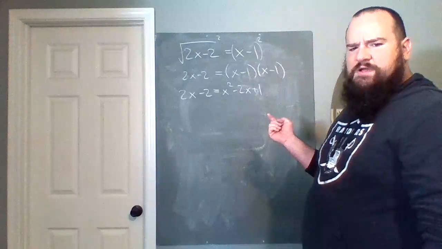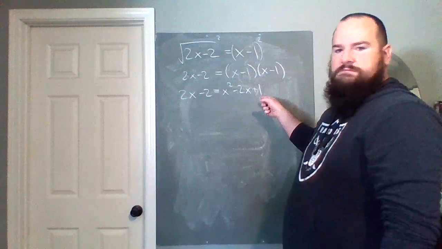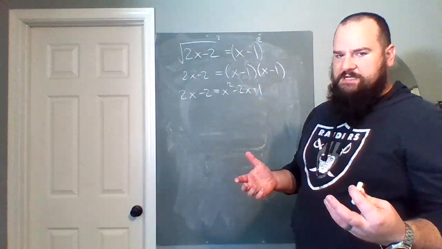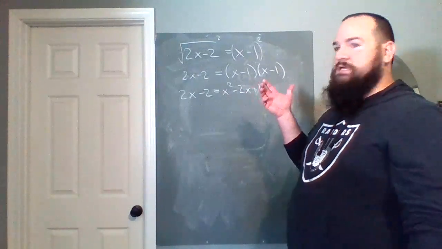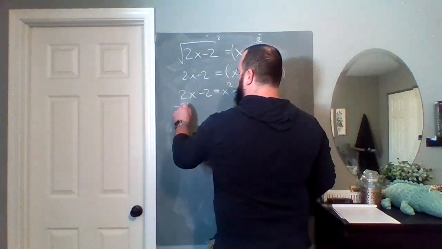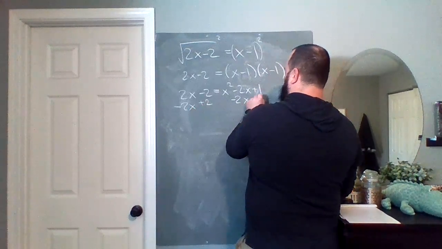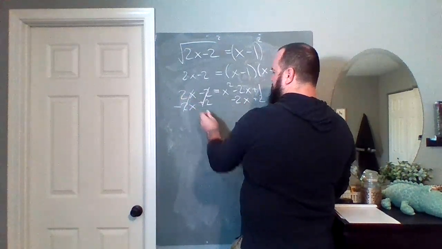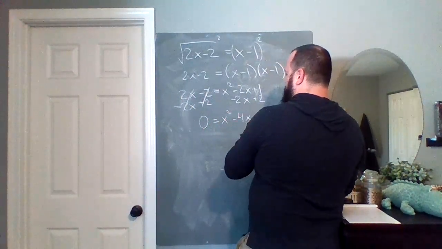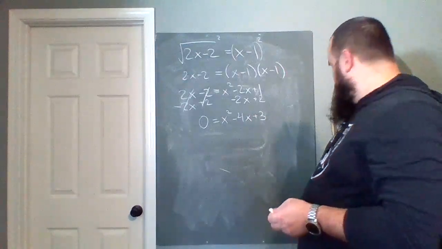So now what kind of an equation is this? This is no longer a radical equation, but what kind of an equation is this? That's right, it's a quadratic equation. And how do we solve quadratic equations? We set it equal to 0. Awesome, you guys are so good at this. So we subtract 2x from both sides, and I'm going to add 2 to both sides. So these cancel out. I get 0 equals x squared minus 4x plus 3.